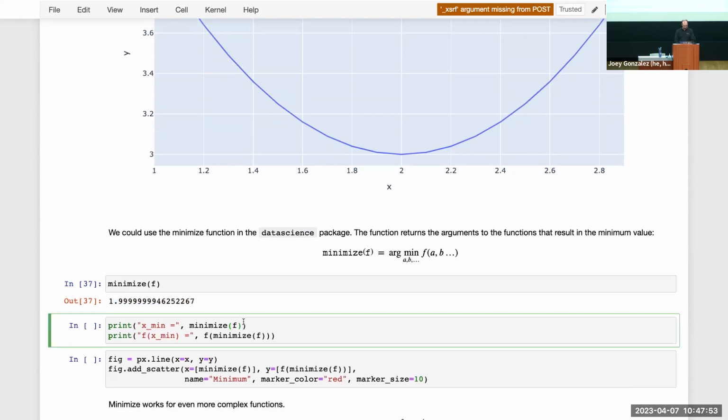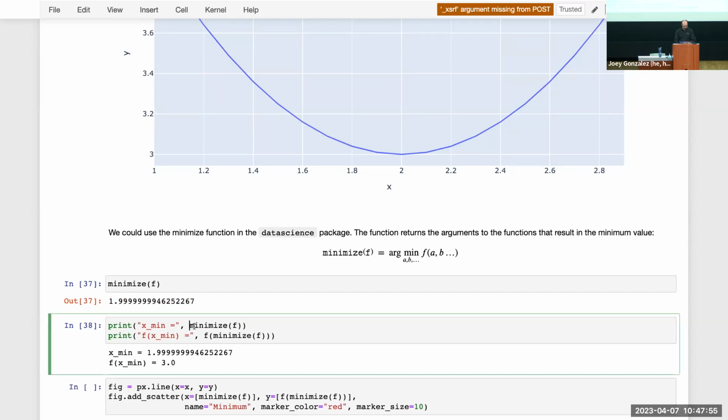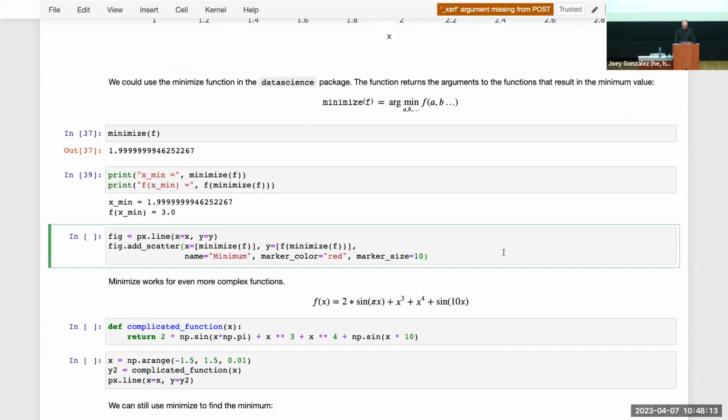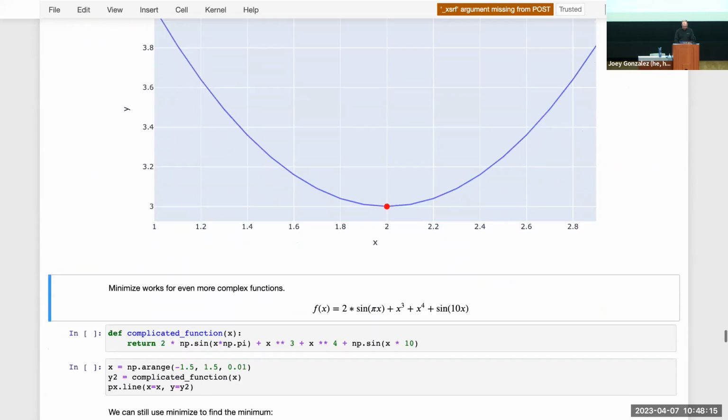So we can minimize the function. This gives us the value that minimizes. Again, it's really argmin, so it gives me the x value. X min is 2. The value of the function at 2 is what? F of minimize of f gives me the function value. That's 3. That's this point right here. 2, 3. Cool. So now we know how to use minimize. That is our point. Good job, us.